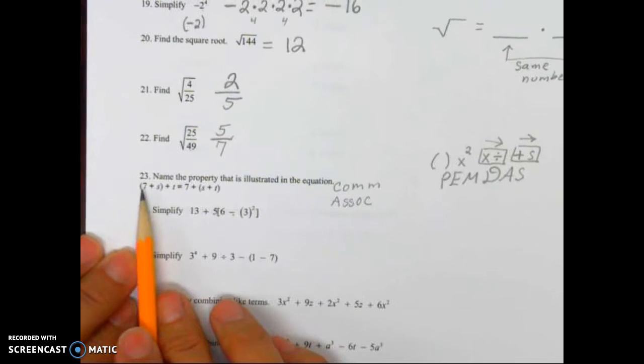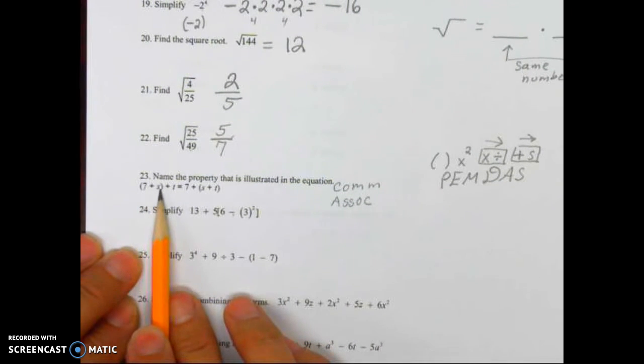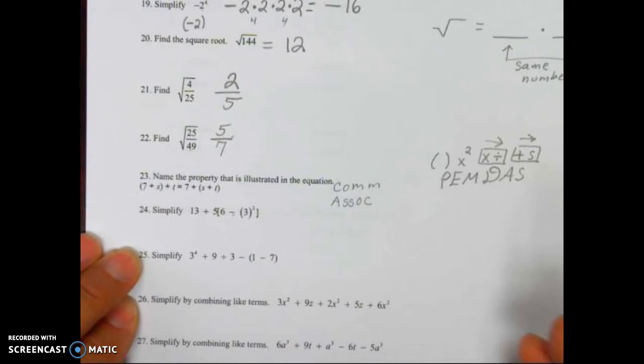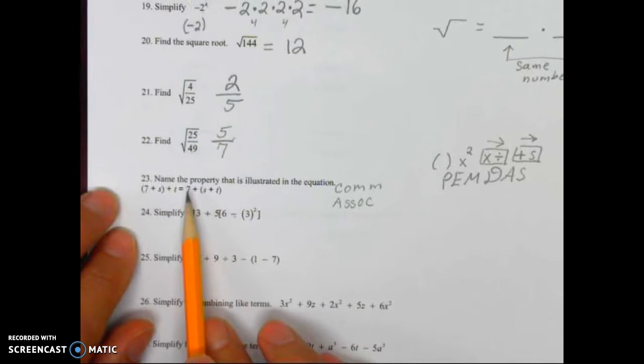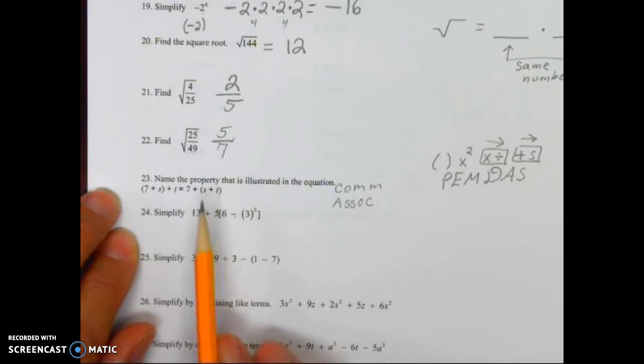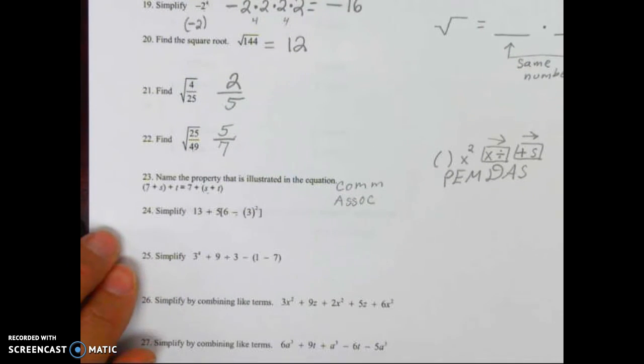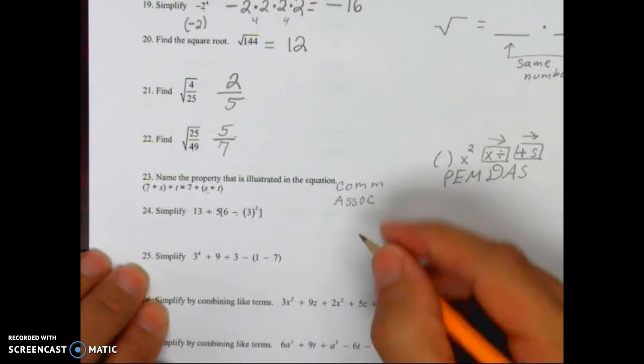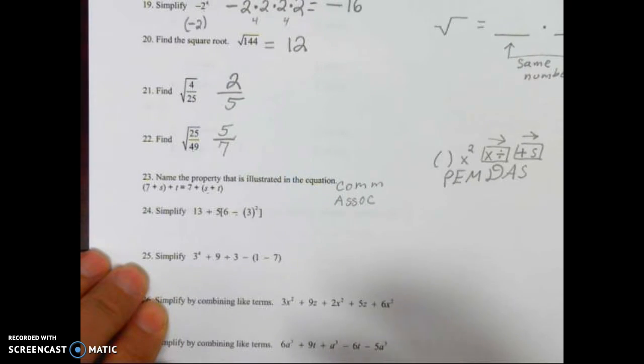So we first have a 7, an S, and a T. If it's in the same order, it can't be commutative. So they have 7, S, and T. See how they're still in the exact same order? So it can't be the commutative property. It is going to end up being the associative property.